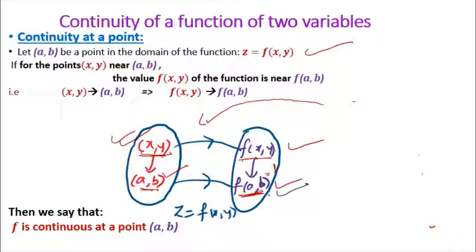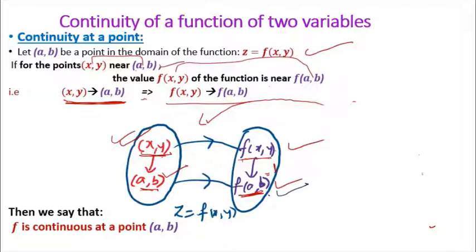And for the points (x, y) near (a, b), so we take only the nearest points, then the value of the function f(x, y) should be near f(a, b). And what do we mean by near (a, b)? It means (x, y) is reaching (a, b), then f(x, y) is reaching f(a, b).